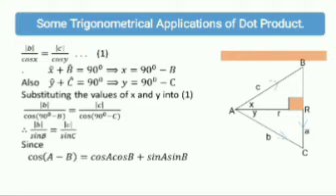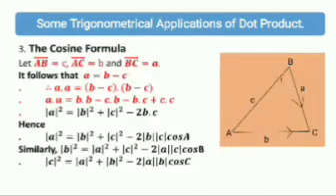Then the last one is the cosine formula. We can use dot products to prove the cosine formula also, and let's look at how it will go. Let's look at this triangle with A, B, C here. Looking at this direction, AB plus BC is equal to AC, meaning that c plus a is equal to b. If you make a the subject of the formula, you are going to have a is equal to b minus c.